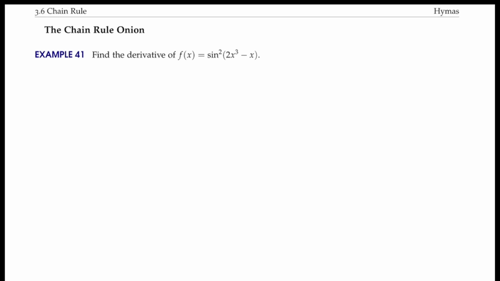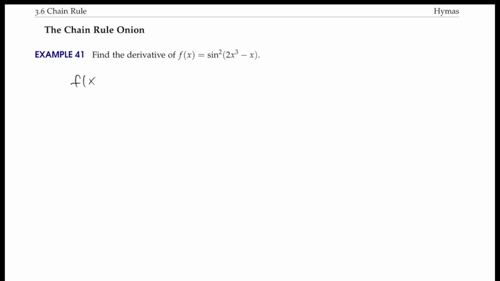So we're going to look at this function, and it is sine squared of quantity 2x cubed minus x. And so there are multiple layers to this problem. There's a squared layer, and then there's the sine function, and then there's the inside of the sine function. So whereas a normal chain rule has an outside and an inside, this has three layers. It has an outside, a middle, and an inside. Okay, and so we've got to be a little bit careful when we do chain rule here.